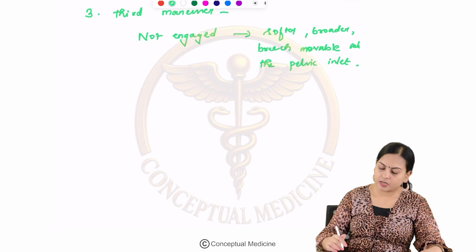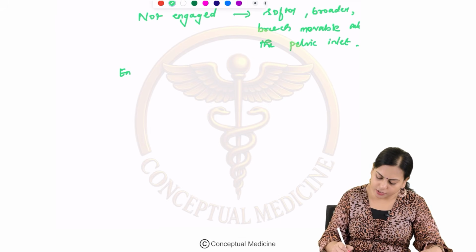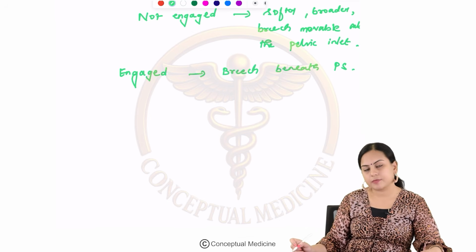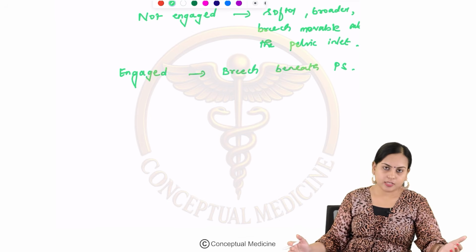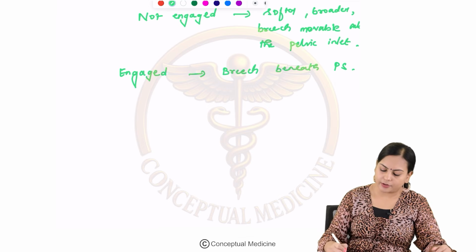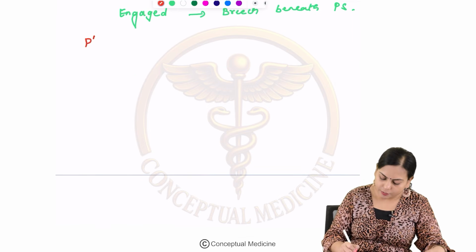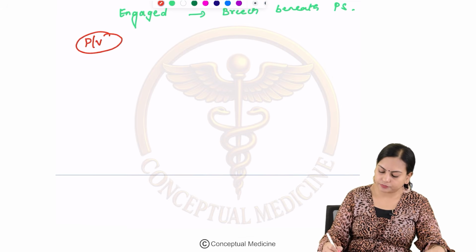Then if it is engaged, you will be able to see the breech just beneath the pubic symphysis. Okay, but sometimes there can be confusion in this and you can even confirm it with an ultrasonogram. Clear? Right. Next, about the vaginal examination.